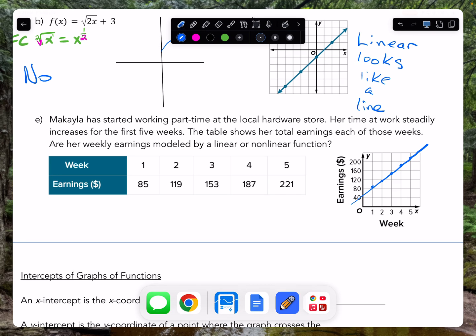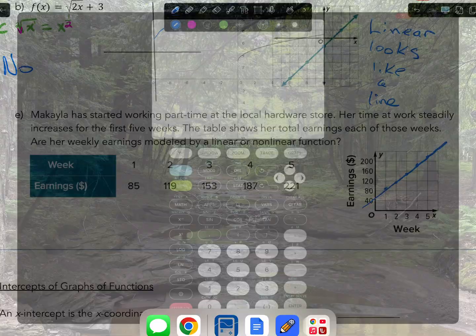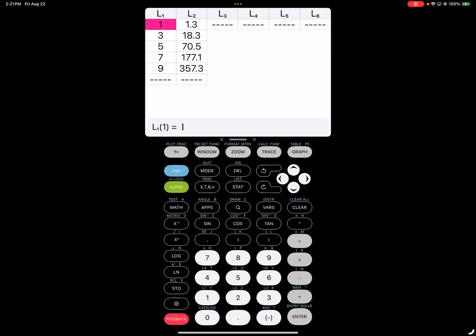I'm going to show you on the graphing calculator too, because that's good to see. Yeah, draw the line.